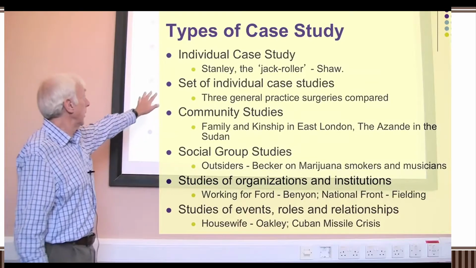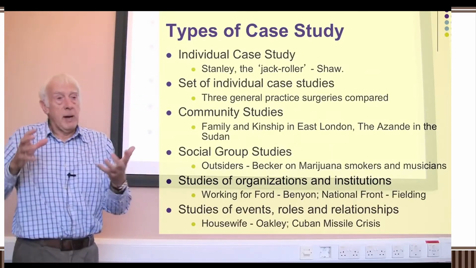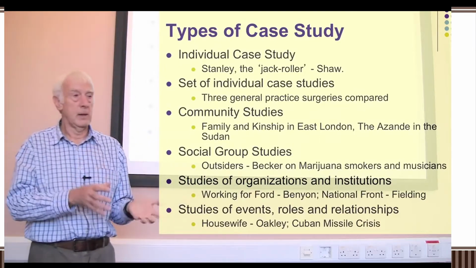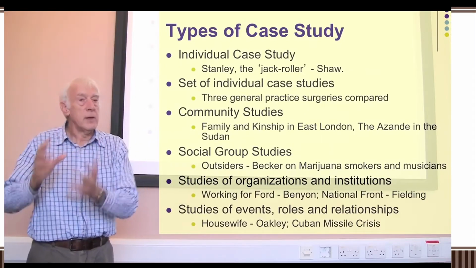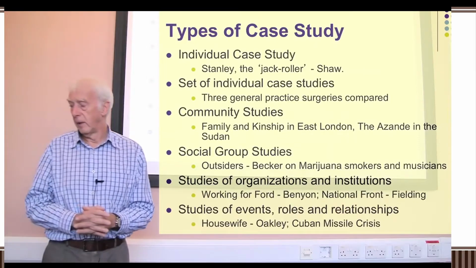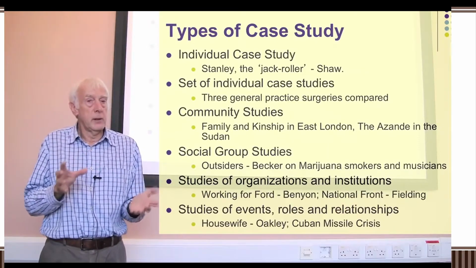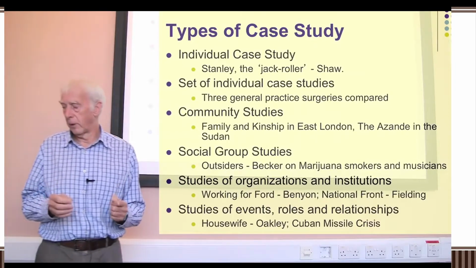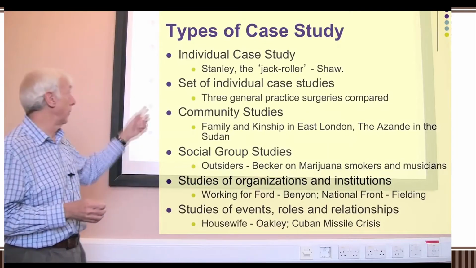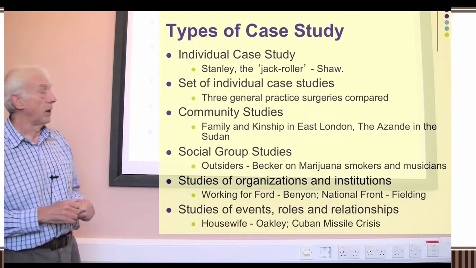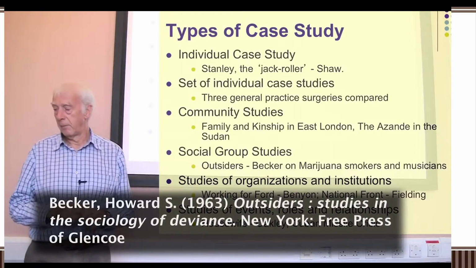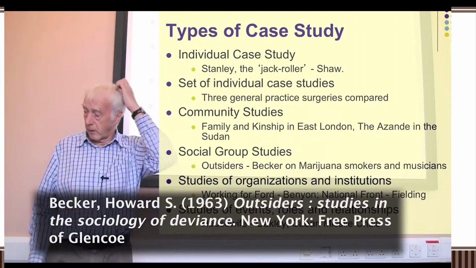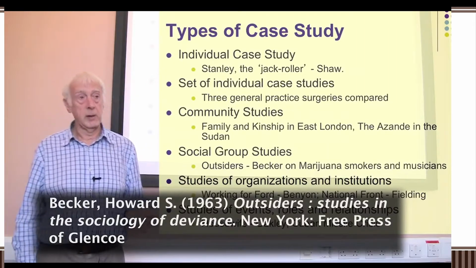There have been other studies looking at social groups. So rather than defining it by a place, the town in the case of the East London study, or the villages and the area in the case of the Azande study, in this case, the definition of the case is by virtue of some kind of social phenomenon. And in this case, I've chosen as an example Howard Becker's study of marijuana smokers. And again, it's quite an old study, going right back to the 1950s and 60s period.